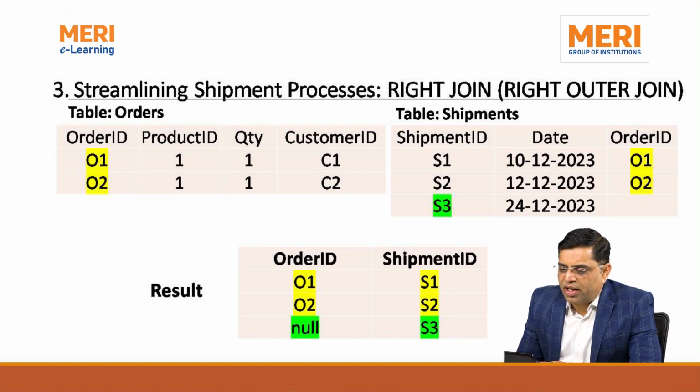In orders we have order ID, product ID, quantity, customer ID, and in shipments we have shipment ID, date and order ID. It performs a right join operation, which means it selects all records from the shipment table and only the matching records from the orders table based on the common column order ID. If there are no matching records in the orders table, null values are returned for the order ID column. The query selects order ID and shipment ID columns from both the tables and returns them as the result set.